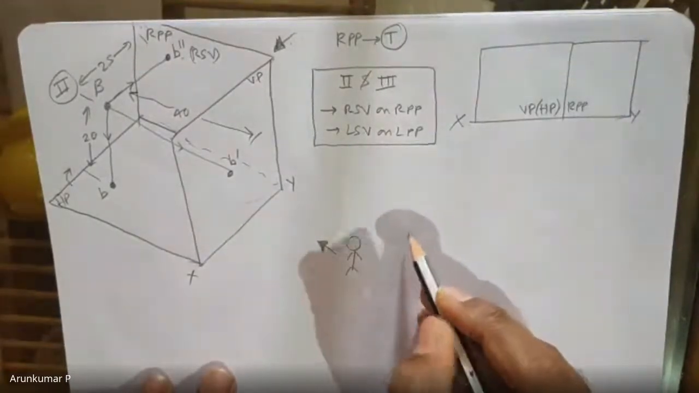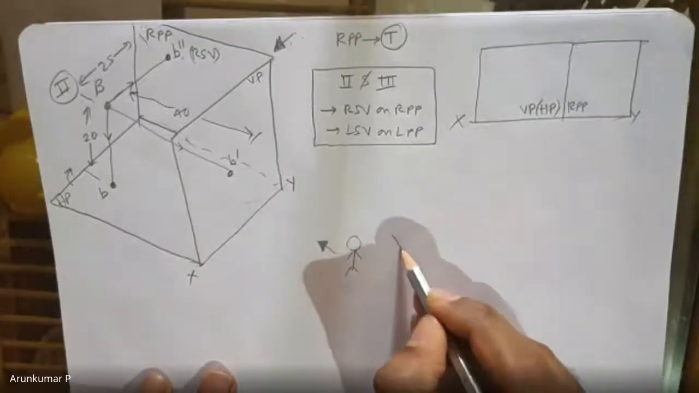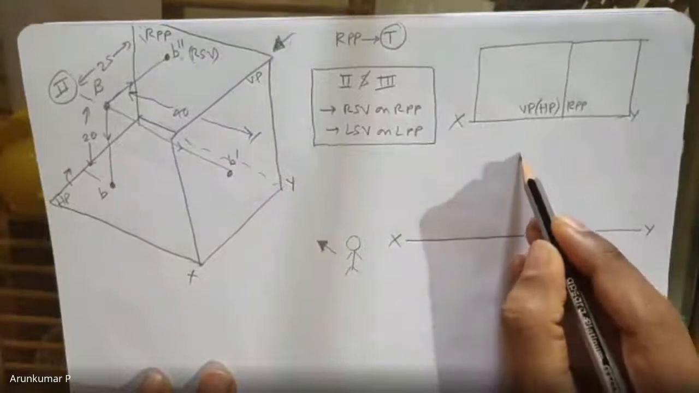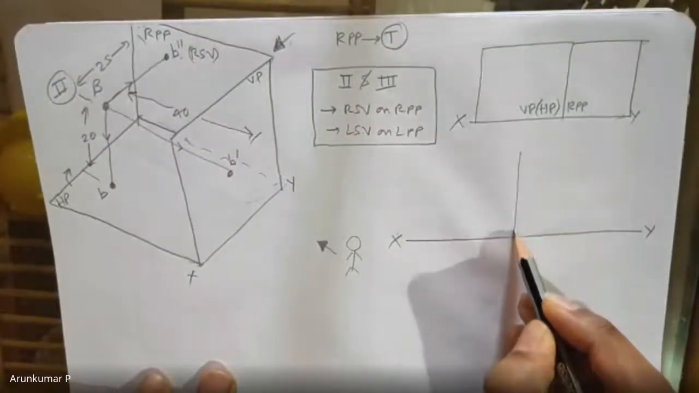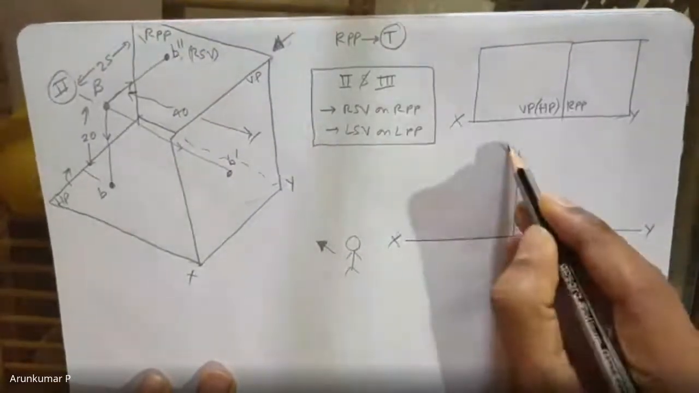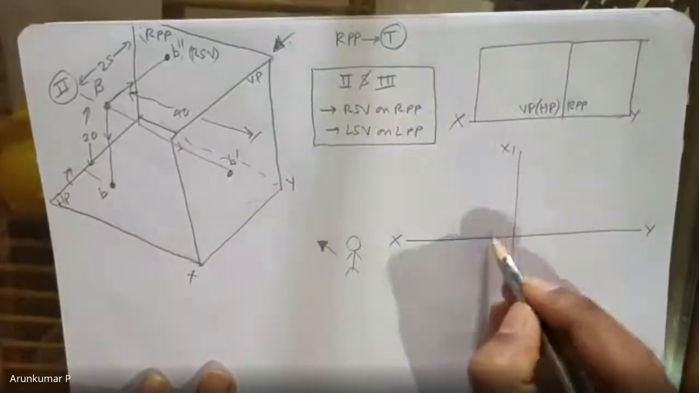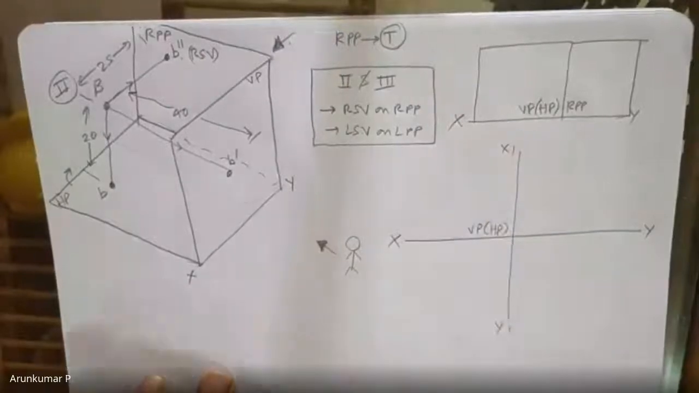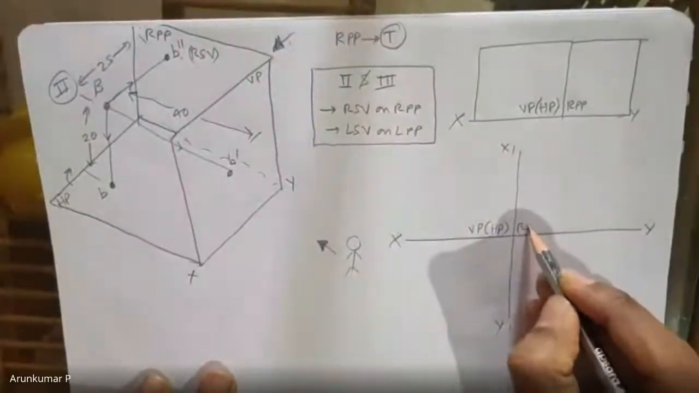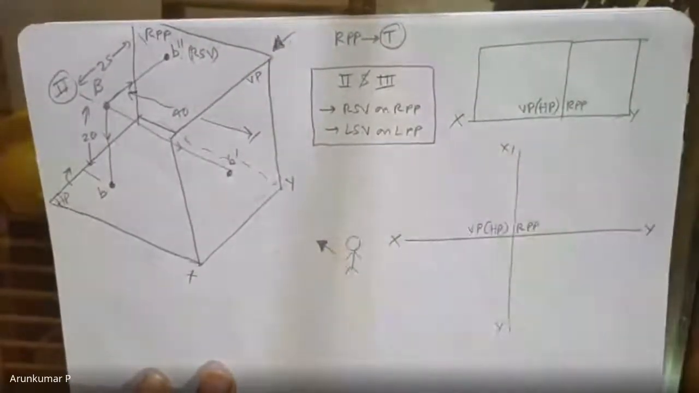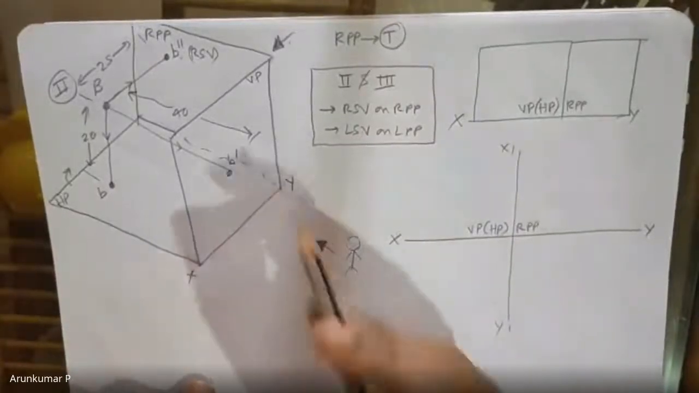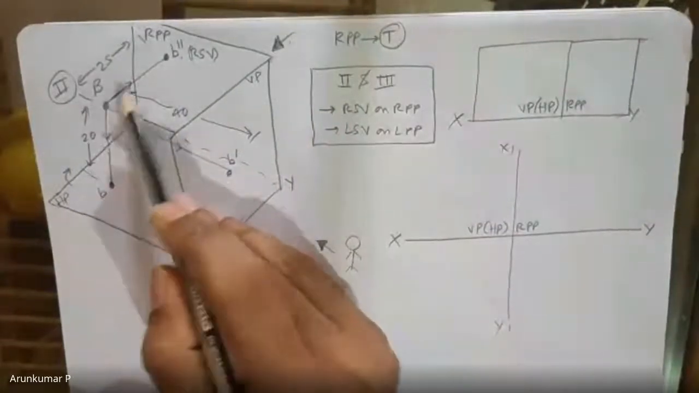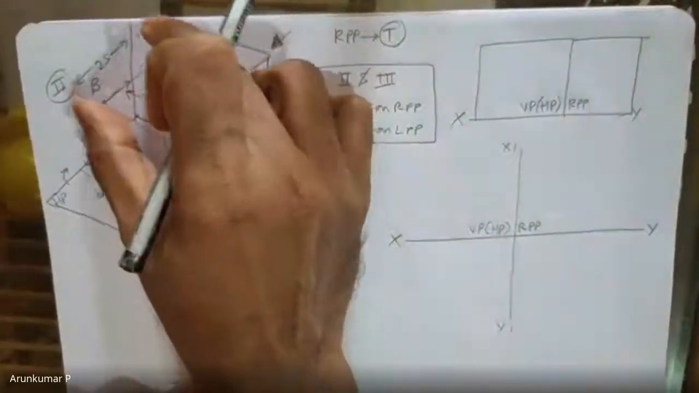Okay, quickly let us solve this problem. XY, X1 Y1, VP and HP together, RPP here on the right side. Now, first question: the projection line you are going to draw at what distance from RPP?